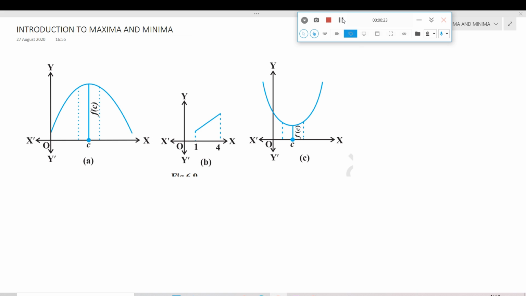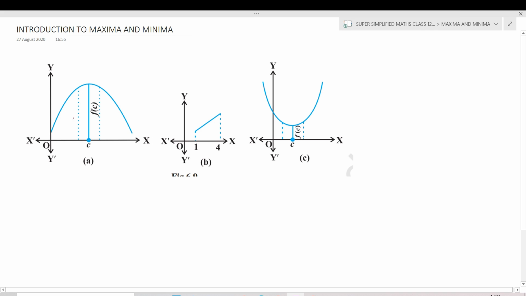Now first of all students, we have to understand the meaning of the terms maxima and minima. We should understand first what we are going to do in this chapter. So for that, now consider this curve. This is the graph of the function y equal to f(x).